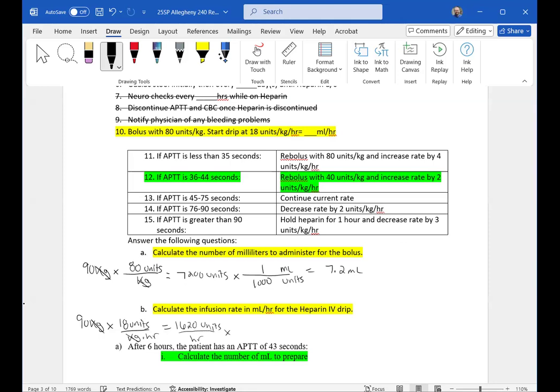Again, I don't want units, I want milliliters. So I'm trying to convert units to milliliters. But this time I don't want to use the bolus dose strength. I want to use my IV. And my IV says that we have 25,000 units of heparin in 250 ml. And so we're going to get an answer of 16.2 ml per hour.